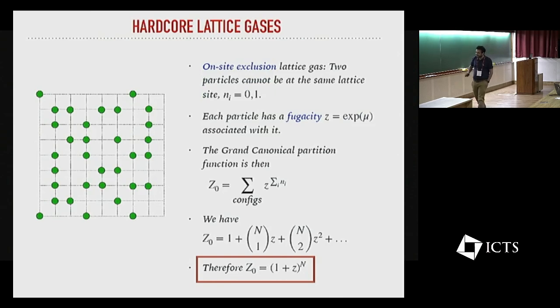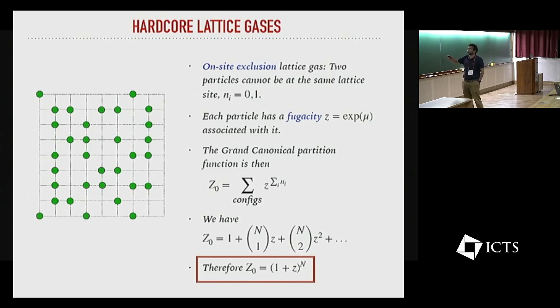In order to do that, I would like to connect it to another field of study that is of interest to many people in statistical mechanics, that is hard-core lattice gases. So here's a configuration of a hard-core lattice gas with only pure on-site exclusion, which means that particles can occupy single sites and no two particles can be at the same site. The occupation number of each site is either 0 or 1, and the particles are represented as green circles here. With each particle, you associate a fugacity, typically the exponential of a chemical potential, and then you can write down the grand canonical partition function.